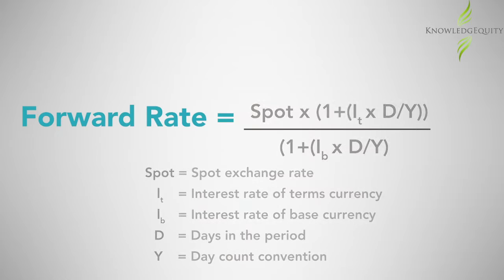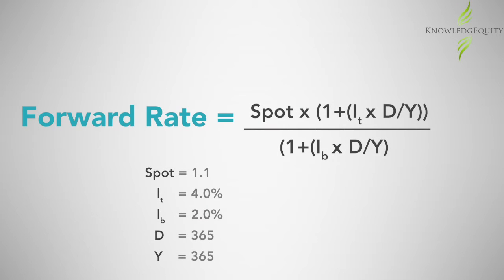To lock in an Australian dollar amount, the importer could enter into an FEC with a bank to sell Australian dollars and buy $1 million New Zealand dollars at the current 12-month forward rate. Assuming interest rates in New Zealand were 4% and interest rates in Australia, the base currency, were 2%, the forward rate is calculated using the formula as follows.